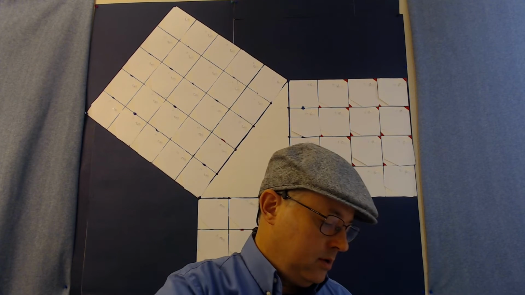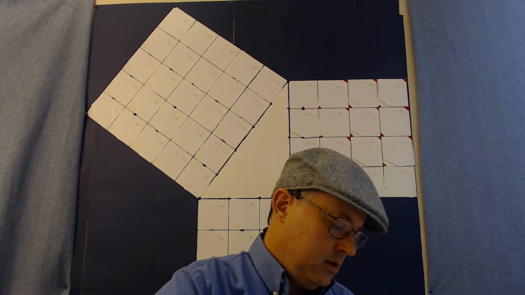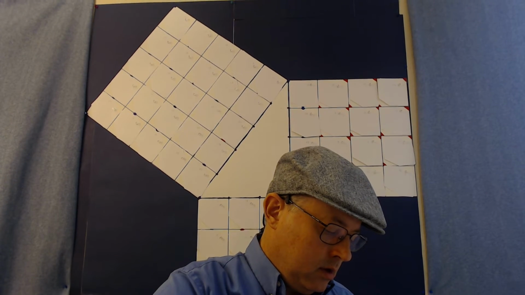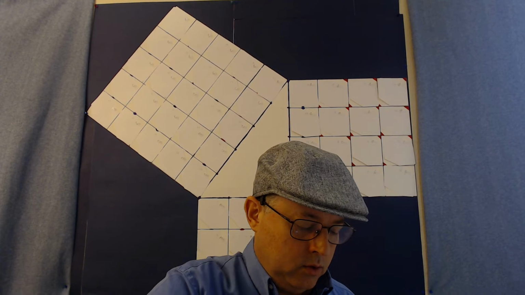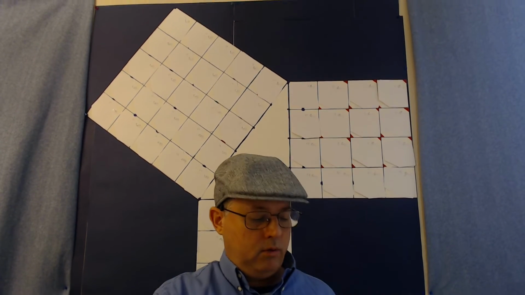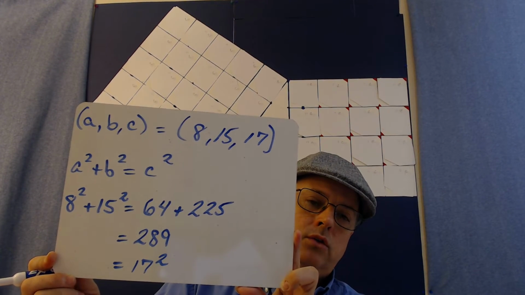And so let's check this out. If we take a squared plus b squared equals c squared, and we say 8 squared plus 15 squared, that will give us 64 plus 225, and 64 plus 225 will give us 289, and 289 is 17 squared. And so 8, 15, 17 is a Pythagorean triple.